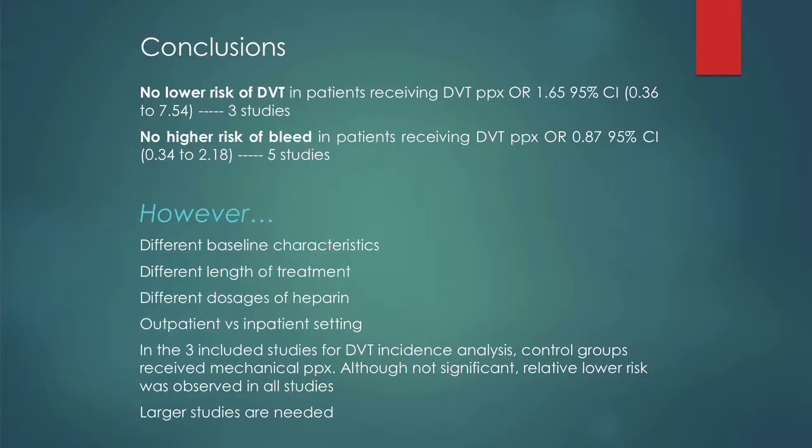However, they had different baseline characteristics. They received what we talked about, different dosages of heparin. They were also outpatient versus inpatient trials. And 3 of these included studies had control groups. They mentioned that the control groups, although not receiving pharmaceutical or drug prophylaxis, did receive mechanical prophylaxis, or they were ambulatory. So it wasn't a clear control, like a very good control study.